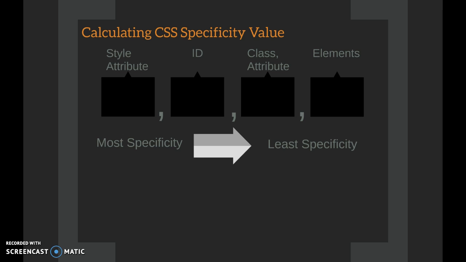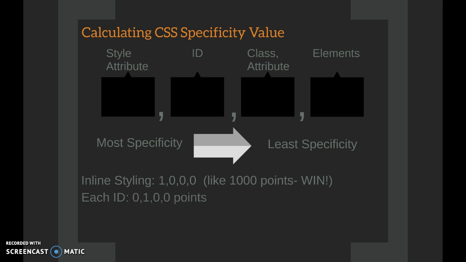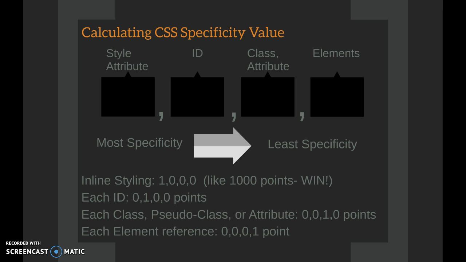If the element has any inline styling, then it's basically going to win. It's going to have a specificity value of 1000. You could consider it like 1,000 points. For each ID value, you're going to apply 0100, or like 100 points. Each class value or pseudo-class or attribute selector is going to have basically 10 points. And every element reference applies 1 point.